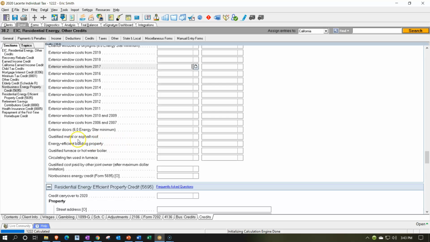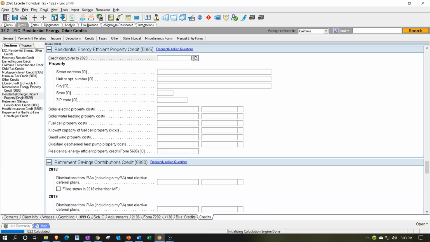And then we have the qualified material or asphalt. We have the energy efficient building property, qualified furnace or hot water boiler, and circular fan used in the furnace. And then we've got qualified costs paid for other joint owner. So that's going to be our major categories there.